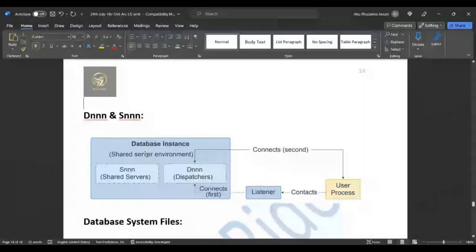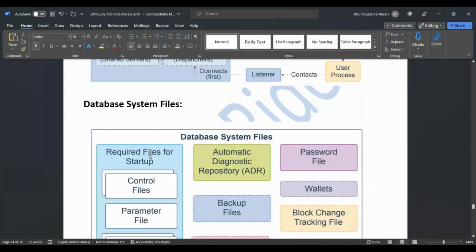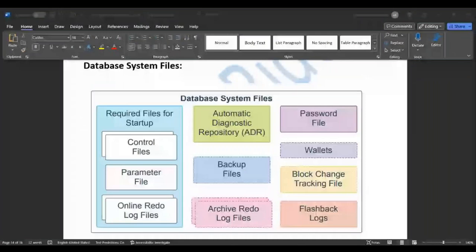Okay, next is the database system files. That is another component, so I will not take it today, tomorrow I will take it again. Okay, so that's it for today.